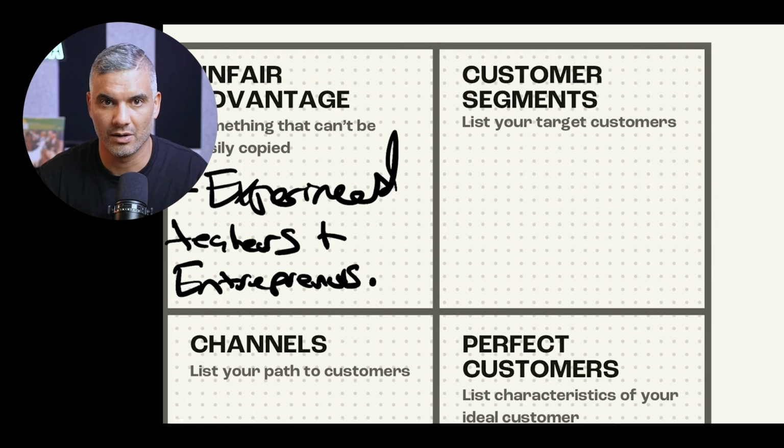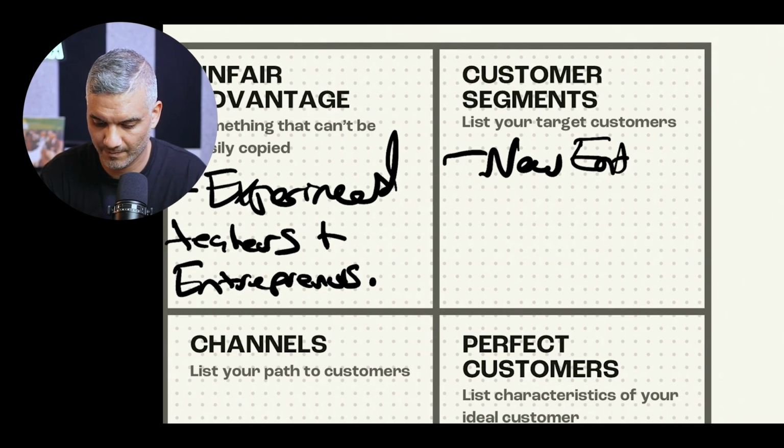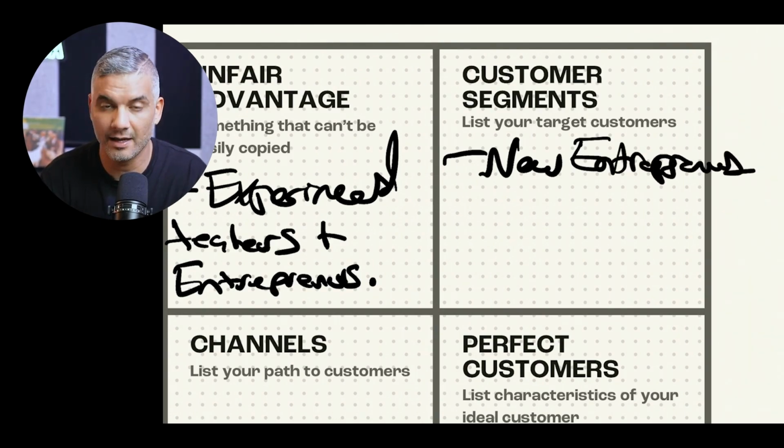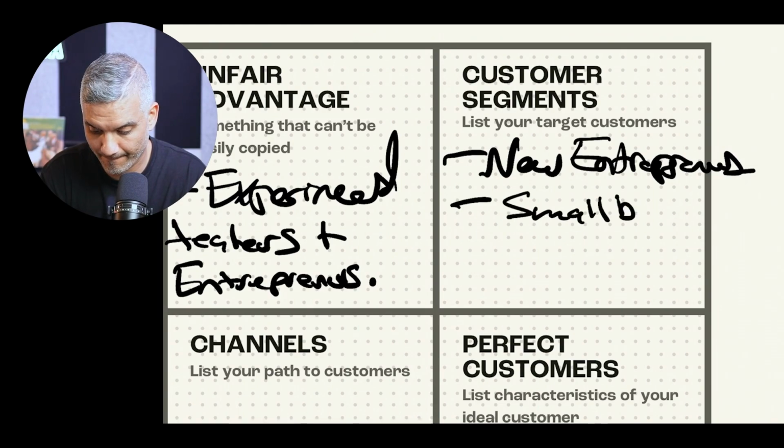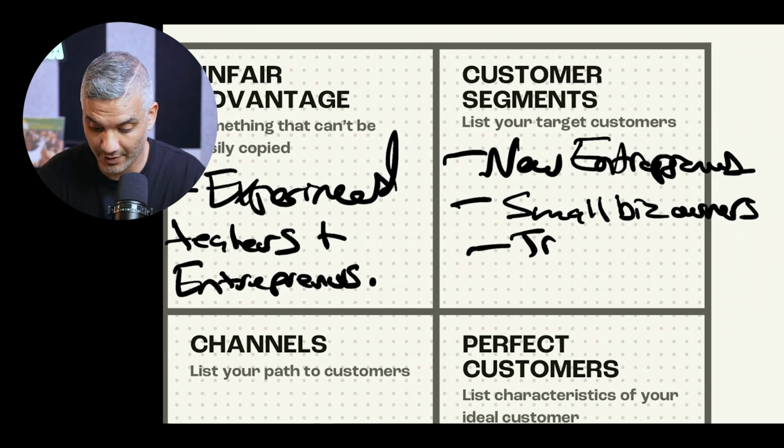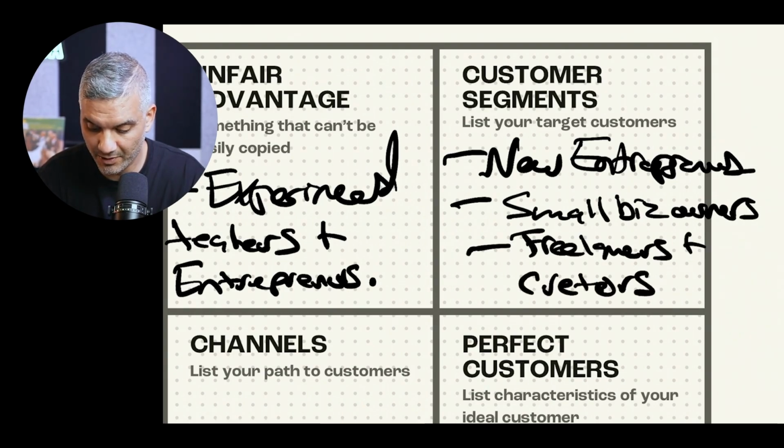Now, I would not be really uniquely valuable to somebody whose experience has been doing business for 10 years. They know the complex, they know the jargon, okay? So we focus on new entrepreneurs, okay? And what else? Small business owners. What else? We also serve freelancers and creators, right? These people would benefit from our unique selling proposition, our unfair advantage the most. So these are the people that we go after.